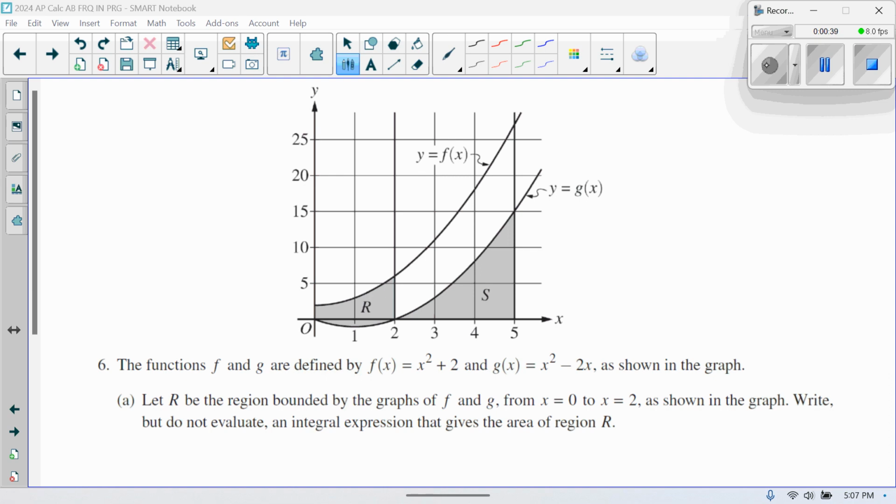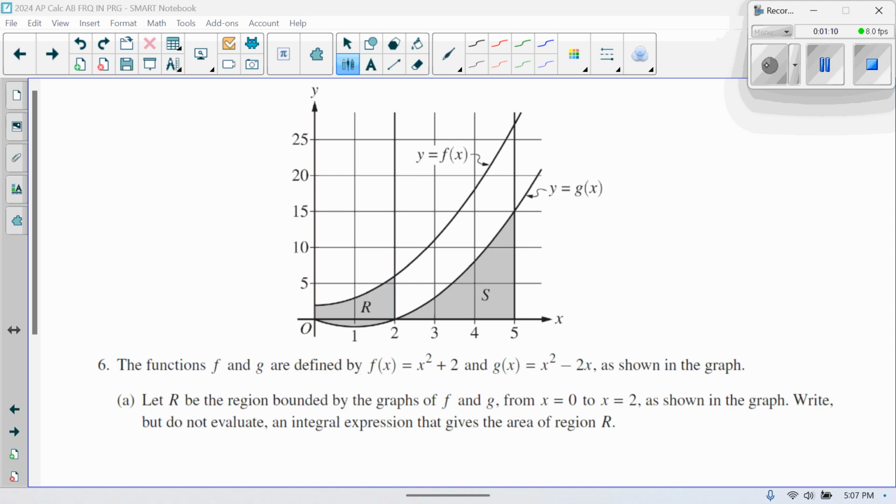Tables and graphs and charts. Oh my. That's a pretty one. f of x and g of x, and they're both swooping up like two birds flying. Okay, let me read question 6. The functions f and g are defined by f of x is x squared plus 2, and g of x is x squared minus 2x, as shown in the graph.